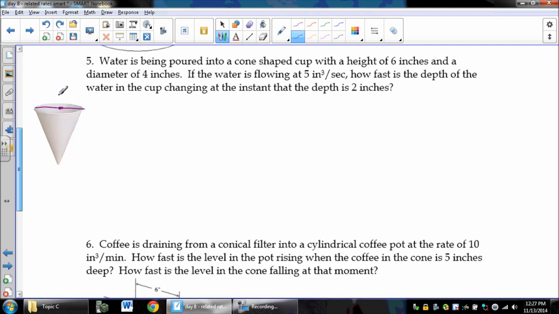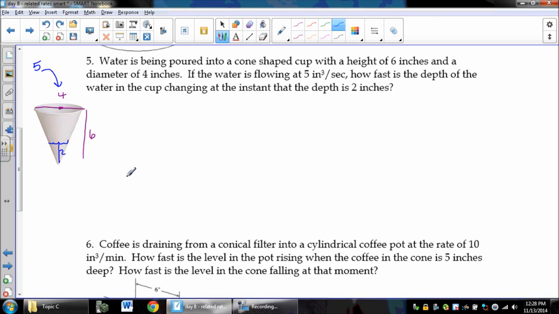So my diameter is 4 here. I go 4 all the way across. And my height is 6. Okay, if water is flowing in at a rate of 5 cubic inches per second, how fast is the depth of the water in the cup changing at the instant that the depth of the water in the cup is 2?